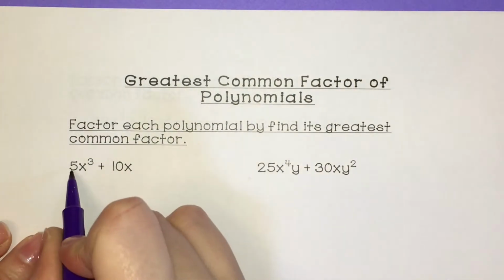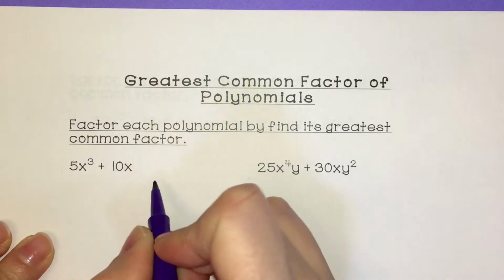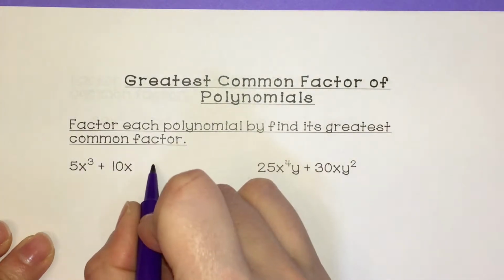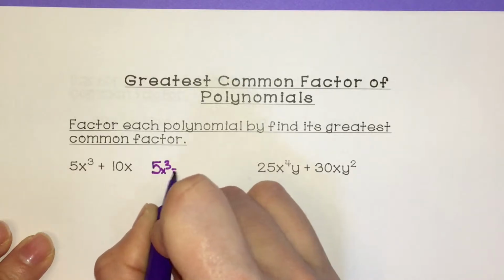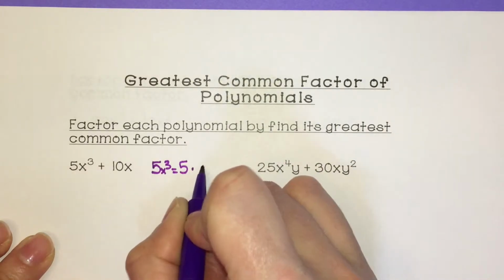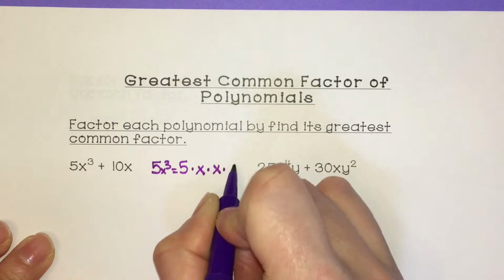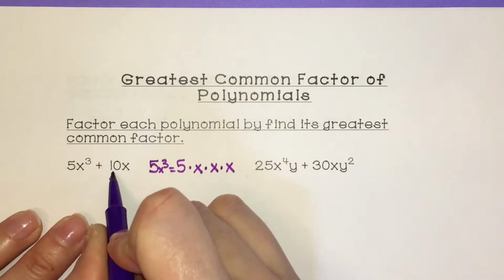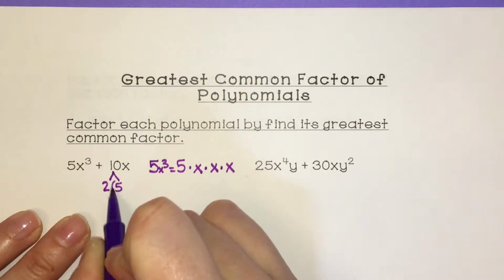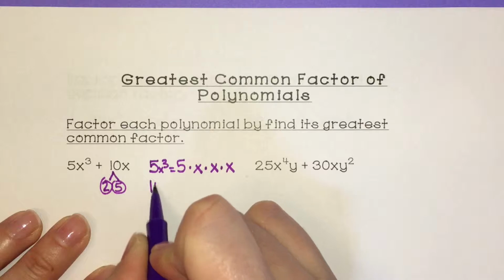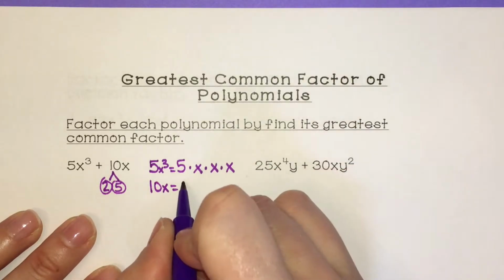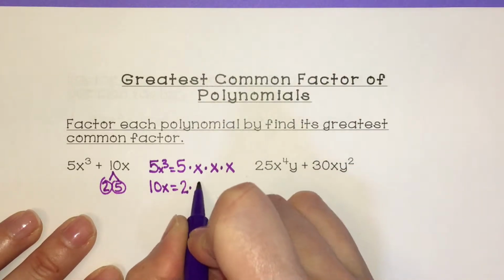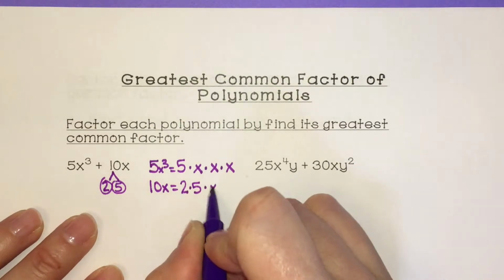So if we break 5x cubed down, 5x cubed is just 5 times x times x times x. You can just break each of the terms down. 10 we know breaks down to 2 times 5. So 10x breaks down to 2 times 5 times x.